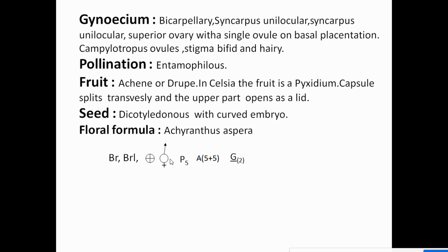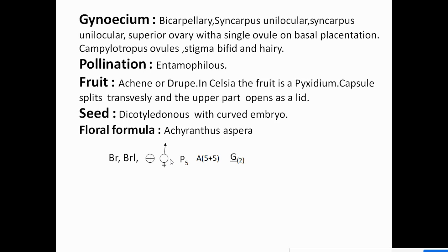Then, as far as the gynoecium is concerned, it is bicarpellary, syncarpous, with a unilocular ovary. Two carpels are present and they are tightly attached to each other, that's why they are called syncarpous. Though it is bicarpellary, you can see only one locule, that is called unilocular. Syncarpous, tightly arranged, and the ovary is superior.